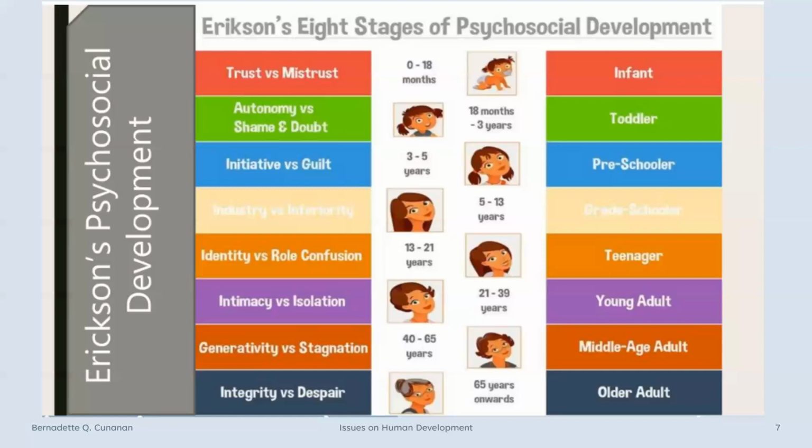We go with toddler, and this is about autonomy versus shame and doubt. But going back to infant, no? So the question here is, how do we build trust?